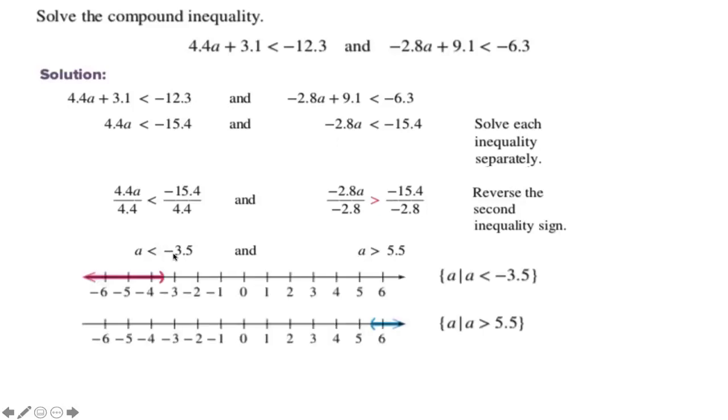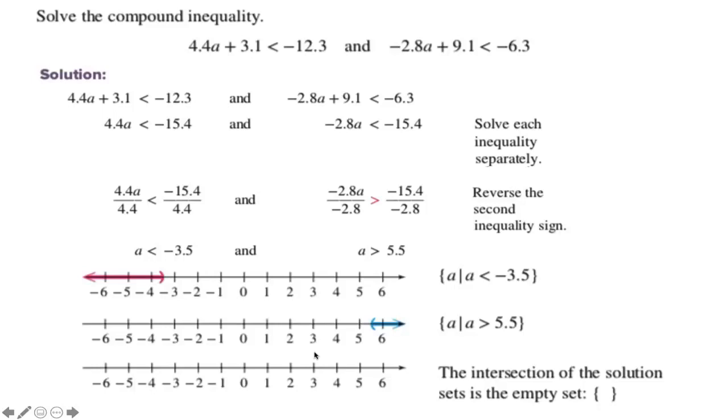So here's the picture. This is less than -3.5. This is greater than 5.5. I want to find the set of all points that are in both this one and this one. You see from this picture that's not possible. You cannot be in this set and in this set at the same time. So the intersection of these is actually the empty set. You can just write curly braces with nothing inside in set notation. So this is the empty set, which means there's no solution to this compound inequality.